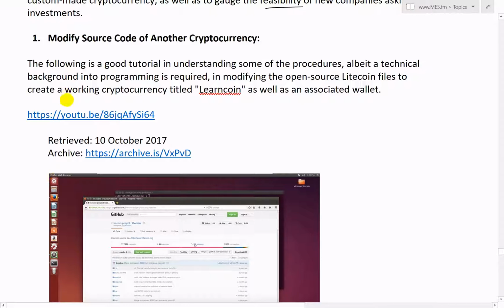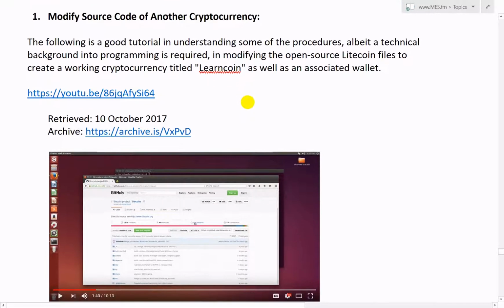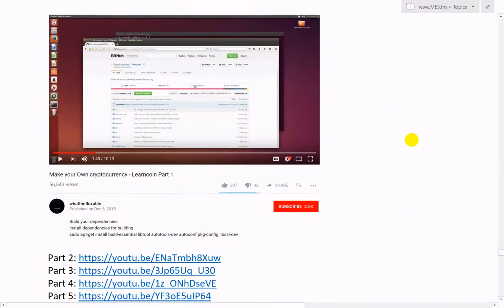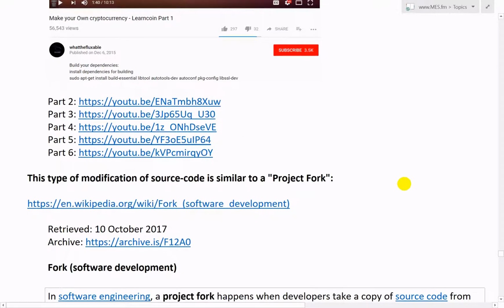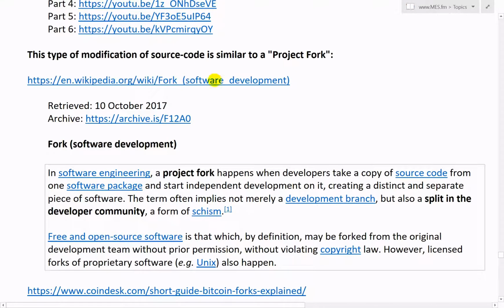So, modify source code of another cryptocurrency. There's one method of creating your own crypto. The following is a good tutorial in understanding some of the procedures, albeit a technical background in programming is required, just to see the kind of work you would need in modifying the open source Litecoin files, another cryptocurrency, to create a working cryptocurrency titled LearnCoin, as well as an associated wallet. So here are 6 parts in this video by Flexible or whatever. Just very interesting. Again, you need a technical background, but it just shows the kind of work you will need to do.